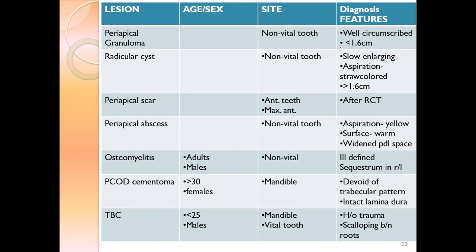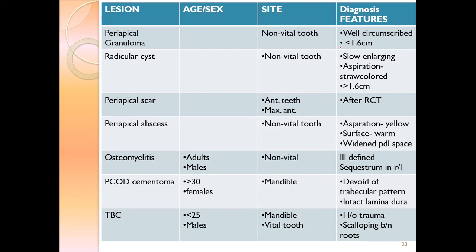This is a quick idea about the periapical radiolucencies. Lesions include periapical granuloma, with the diagnostic feature of well-defined radiolucency which is less than 1.6 centimeter or 16 mm. Radicular cyst, in that case, the tooth will be non-vital, slowly enlarging, and the aspiration fluid is straw colored. And the size is greater than 1.6 centimeter.